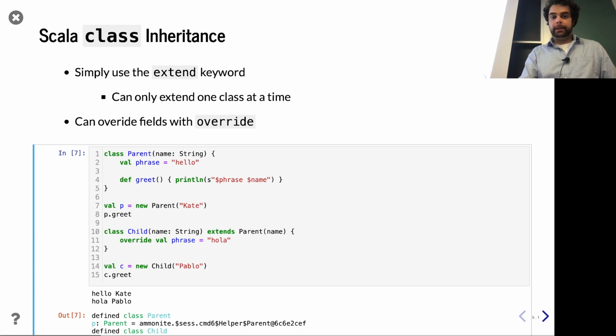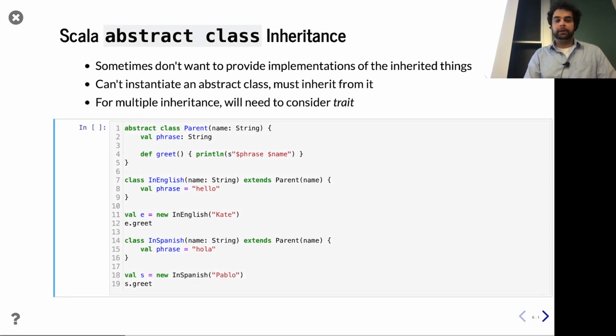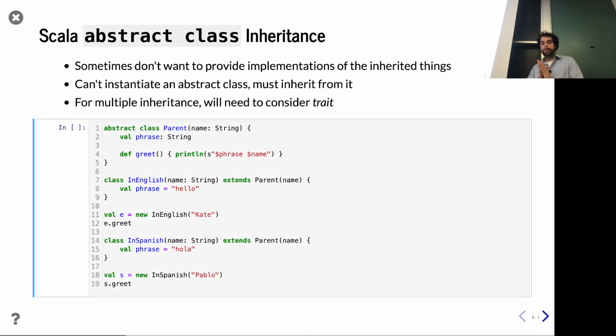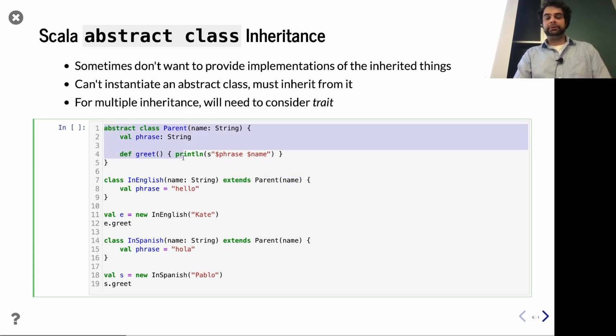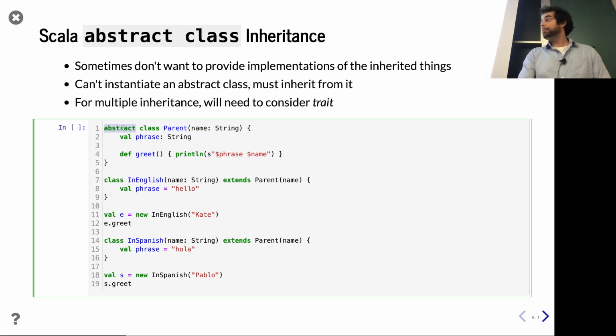Cool. Okay. Let's keep going. So that was traditional class inheritance. Sometimes you want to use what's called abstract class inheritance. The only difference is not so much in the inheritance portion, that's the same, but the actual parent class is different. So it's an abstract class, meaning it cannot be instantiated, right? That's the key rule of an abstract class.